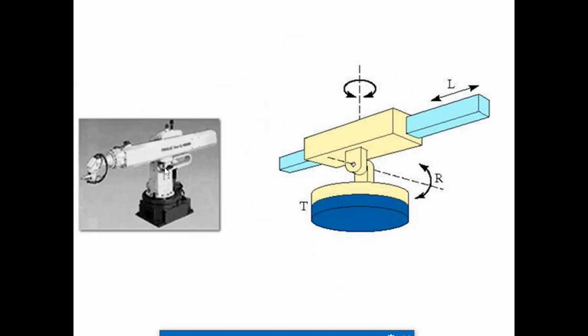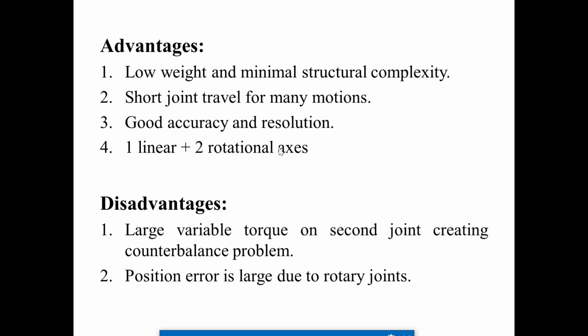right? This is also a 3D image. You can view the image of the polar configuration. Then the advantages are low weight and minimal structural complexity for the polar configuration. Short joint travel for many motions is there. Good accuracy and resolution can be expected in the polar configuration. 1 linear plus 2 rotational axes are there for polar configurations.